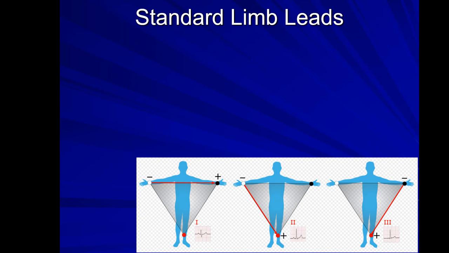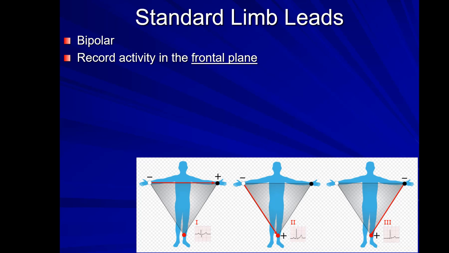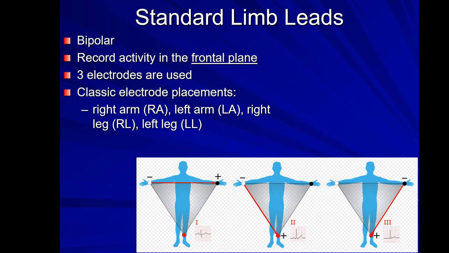So the standard limb leads, these are the first three leads that we're going to talk about. Remember their numbers from what we know so far: 1, 2, and 3. They're bipolar, meaning they use 2 electrodes. They record activity in the frontal plane. We use 3 electrodes, and the classic electrode placements are right arm, usually put on the wrist, left arm on the wrist, right leg, which would be here, left leg here.